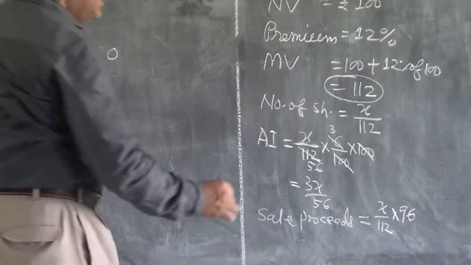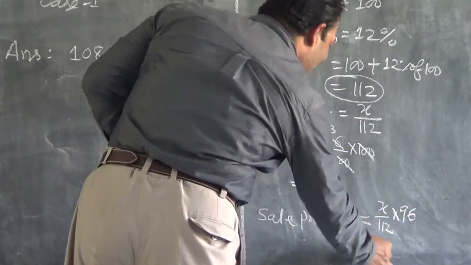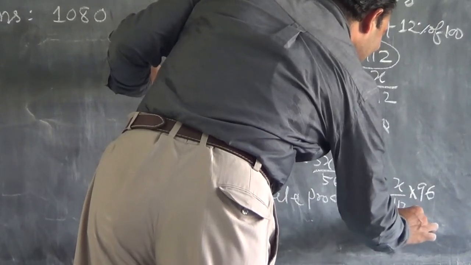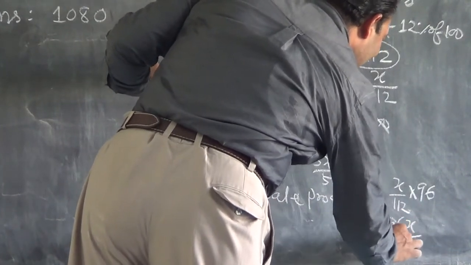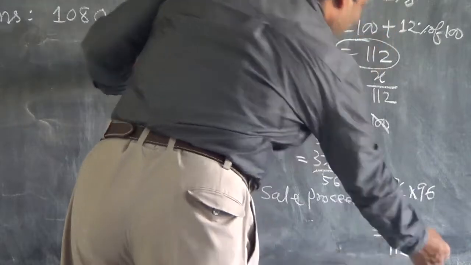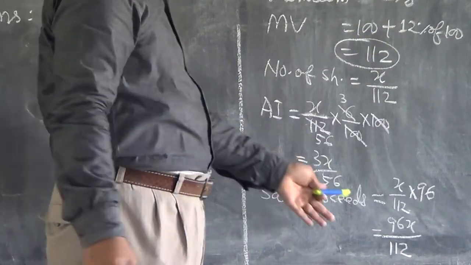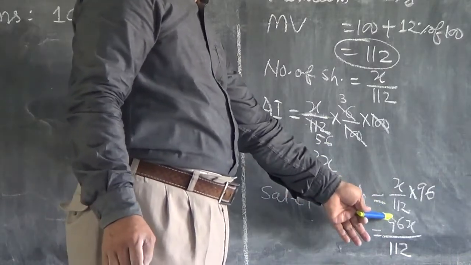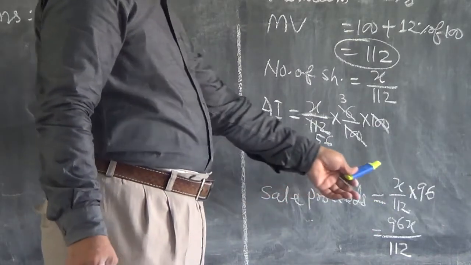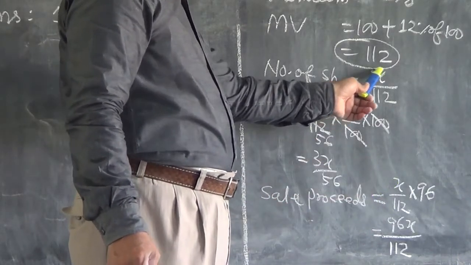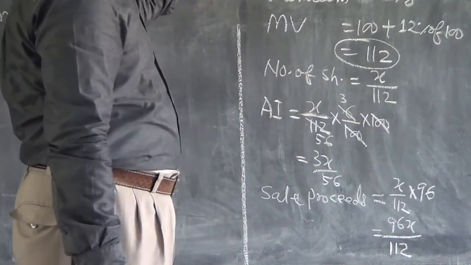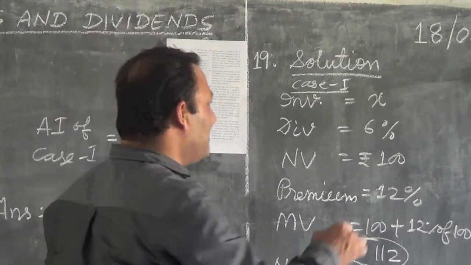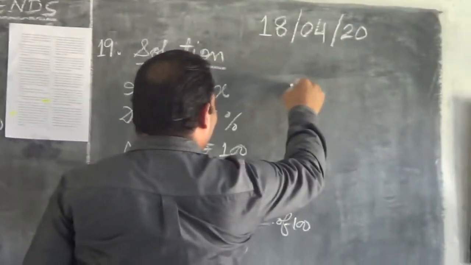That will be the sale proceeds. We can write 96x by 112. I am not going to cancel. I can cancel, but because of this space here, I am not going to cancel. It will be difficult for you to see. So I just wrote number of shares sold into the market value at which he sold the shares, 96. So that is the sale proceeds.